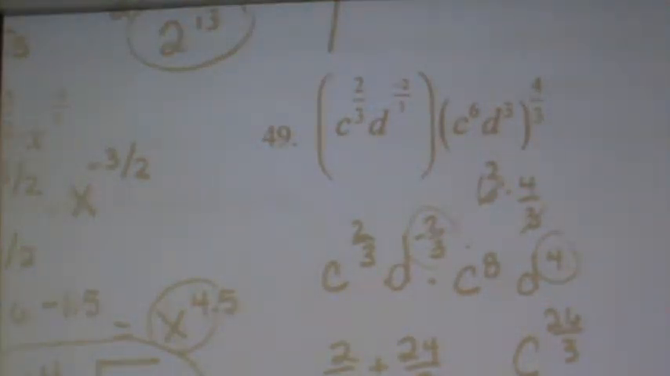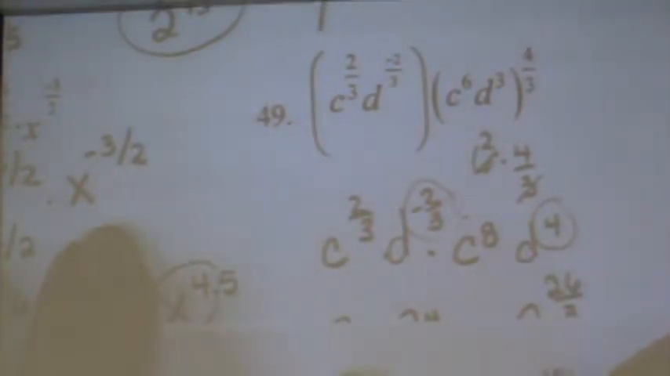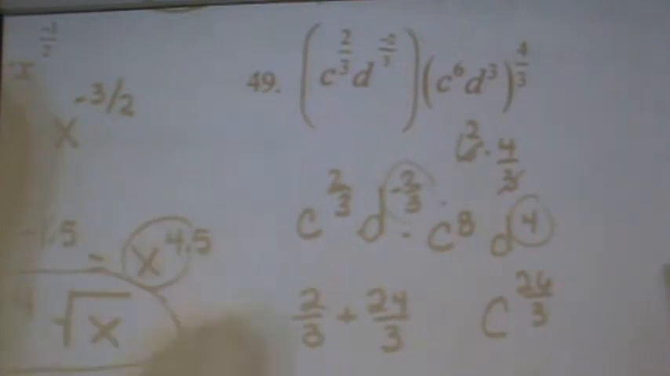And then add these two up. So you have negative 2/3 plus 12/3, because that's another name for 4. And this is gonna give you 10/3. So d to the 10/3. So that would be that answer.